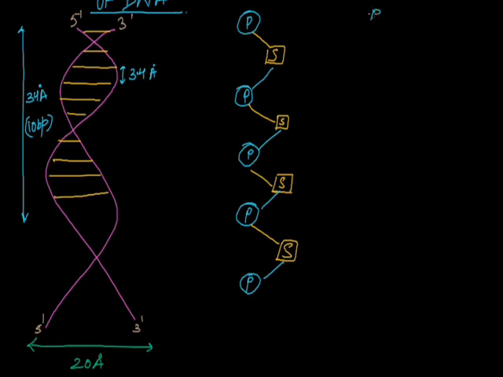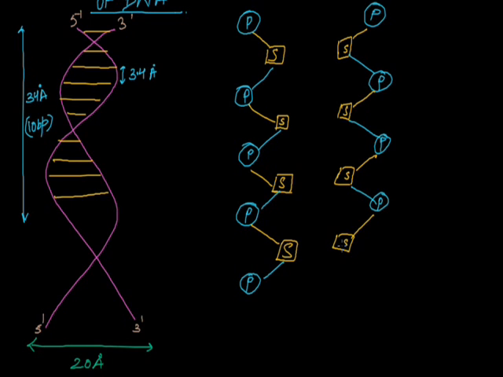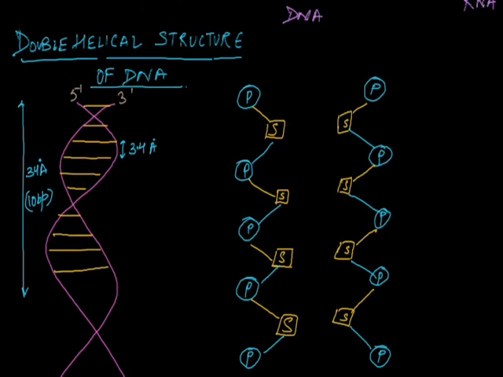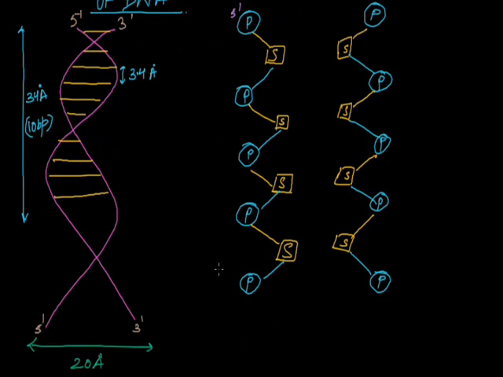Similarly, the other nucleotide chain forms with phosphate and sugar moiety: phosphate, sugar, again phosphate, again sugar, and so on alternately. These strands, as I told you, are anti-parallel. So one will move in the 5' to 3' direction and the other will move in the 3' to 5' direction.